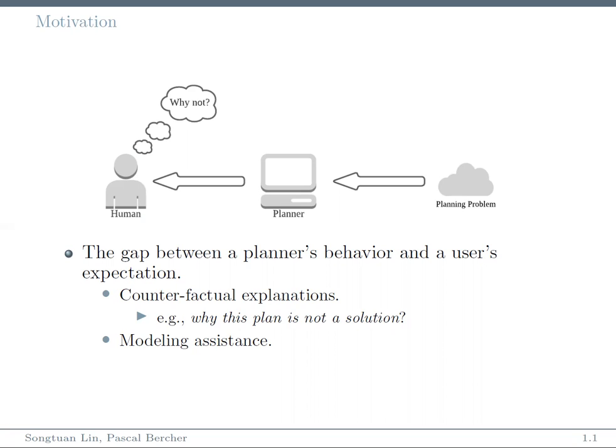That is, they are looking for explanations to questions like why this plan is not a solution. On the other hand, if the user involved is a domain modeler, he or she may want to change the planning model so that the planner's behavior is in line with the anticipation. Therefore, the user may need modeling assistance when the model is rather complicated.